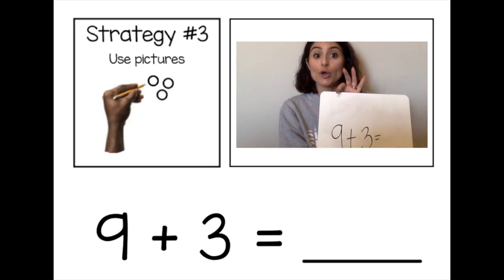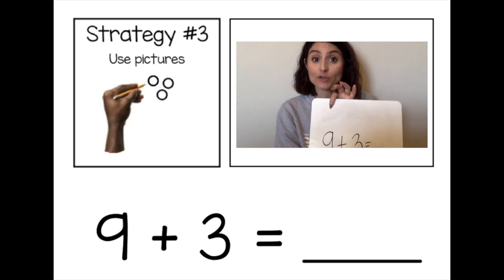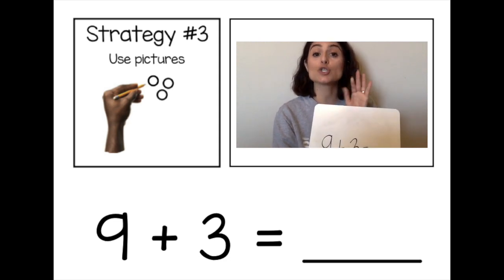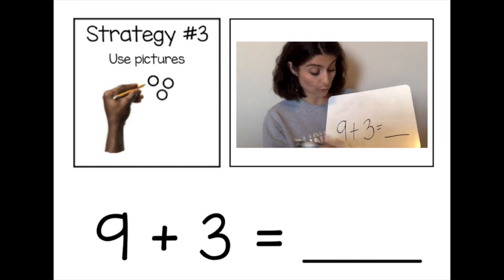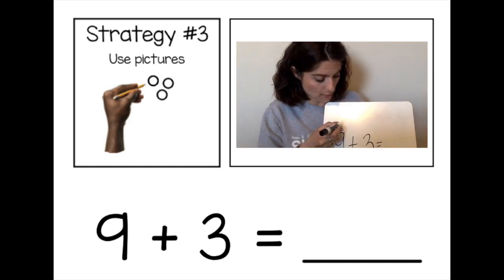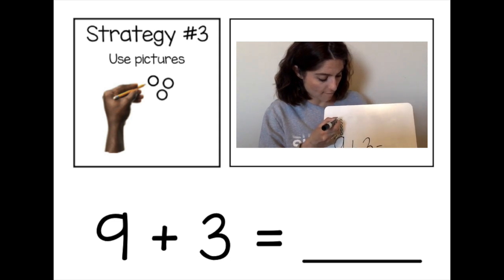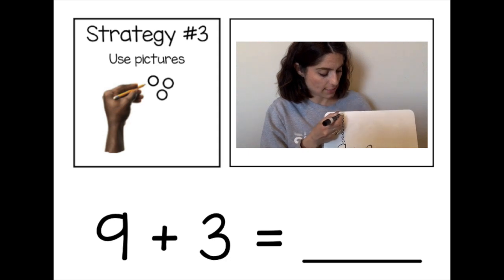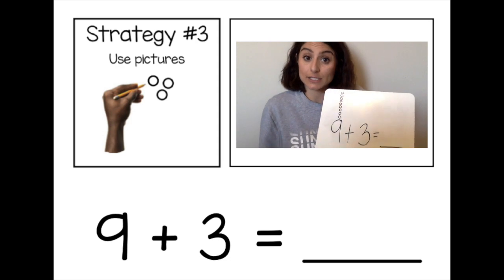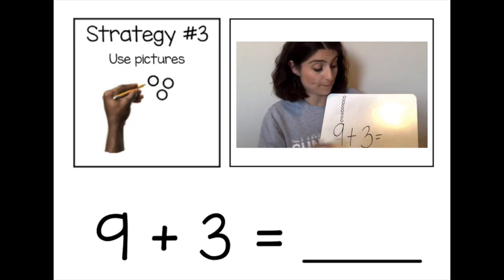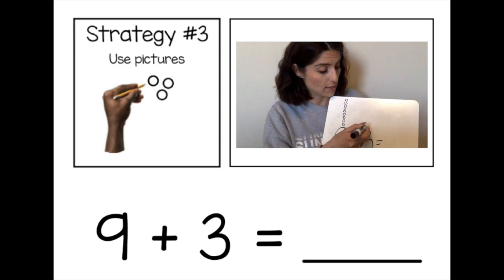So it looks like the first add-in, the first partner, shows 9. So we should do 9 baby circles next to it. Okay, so here we go. 1, 2, 3, 4, 5, 6, 7, 8, 9. And the next partner, the next add-in, says 3. So let's do 3. 1, 2, 3.